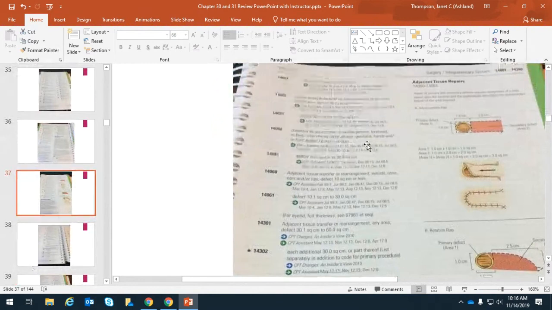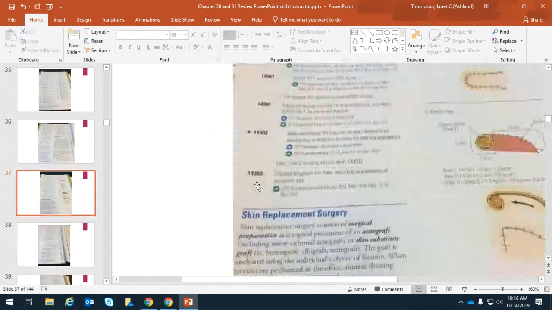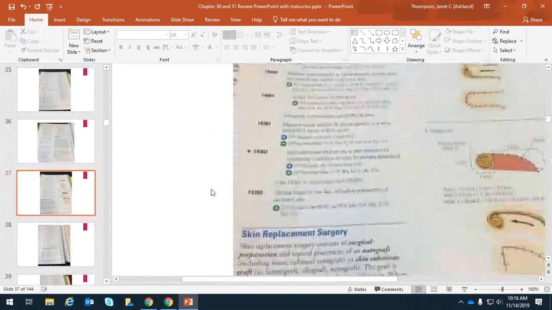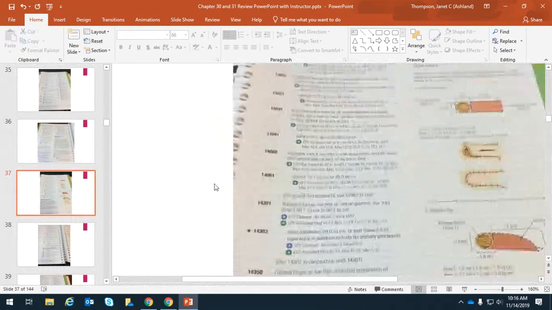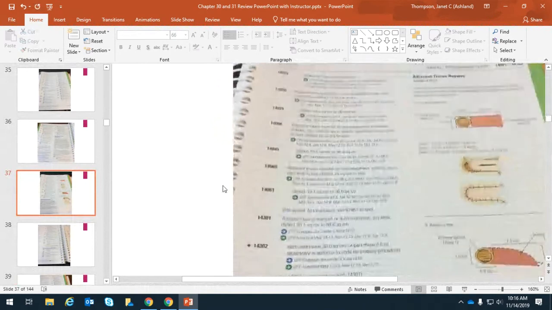All right, the next page over begins tissue transfers and skin replacement surgeries. So this starts with code 14000. So we have the body site on that code, the trunk, and a defect of 10 square centimeters or less. So that's going to be stated by your physician, how much of the area was treated in square centimeters.